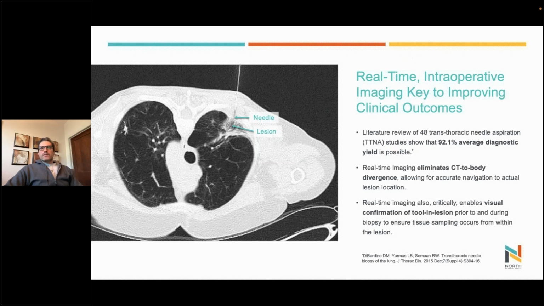And why is it that they can get there 92% of the time? It's because they have real-time imaging guiding where they're going, confirming that they're in the lesion, being able to guide their needle and guide their passes until, again, 92% of the time, they can get an accurate diagnostic yield. The real-time imaging eliminates that CT to body image divergence. It eliminates the movement of the nodule after the patient has laid on the table for a while. It also enables a confirmation that your tool is inside the nodule as you're biopsying. All of those things are what is really the pinnacle of allowing us to get an accurate diagnosis.